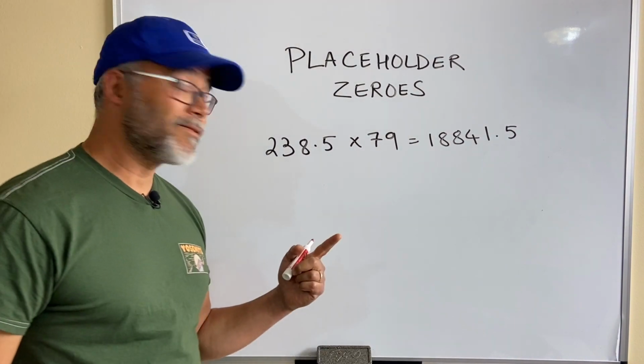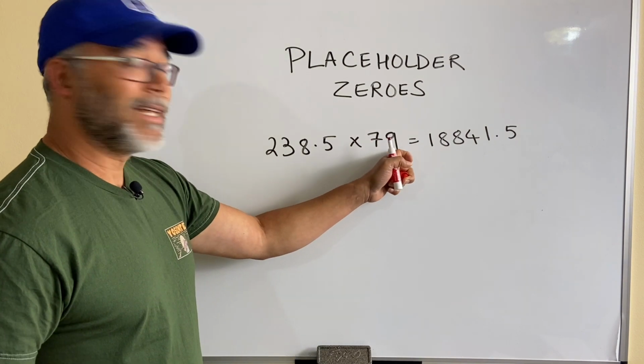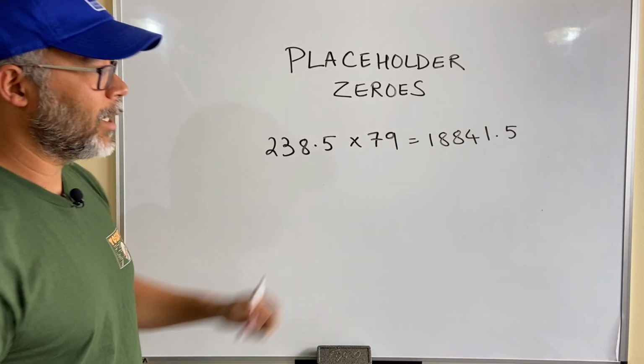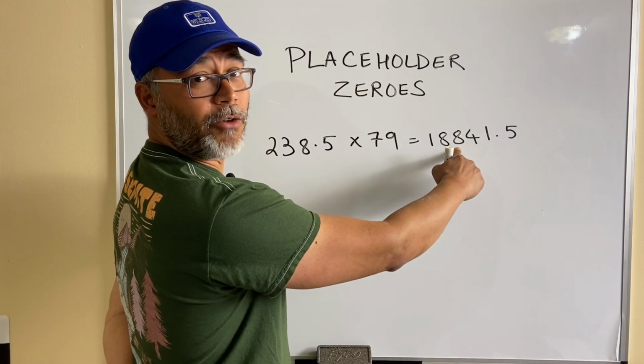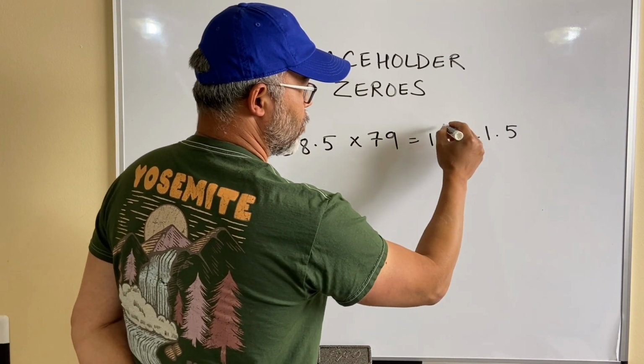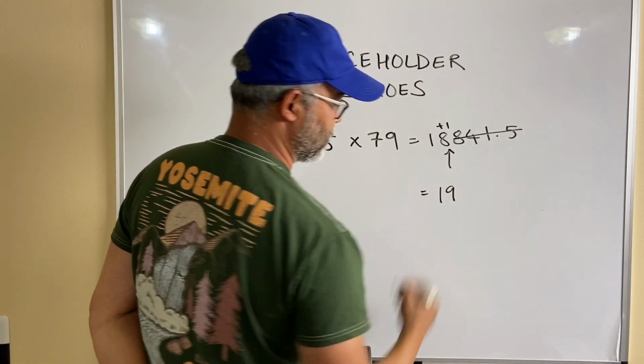Now, if you use the rules of significant figures to round that number, the one with the least significant figures has 2 in this case. So therefore, you really have to round here. And because that 8 is greater than 5, we're going to add 1 to this and drop everything else. So that's going to be 19.